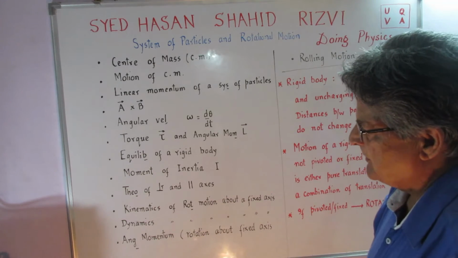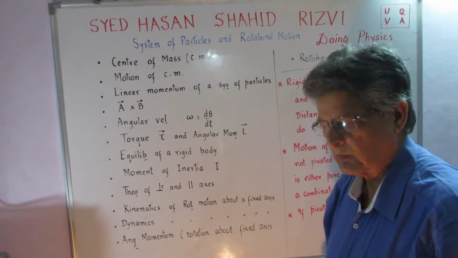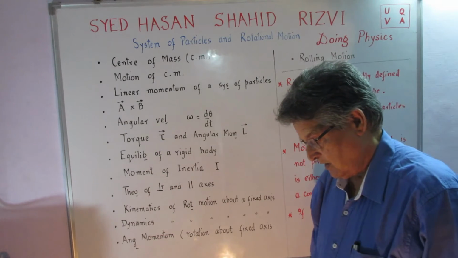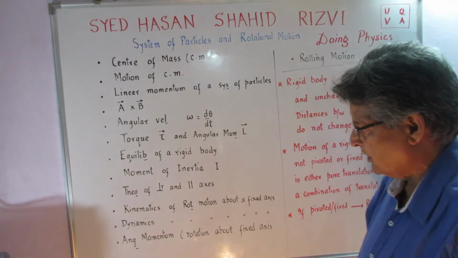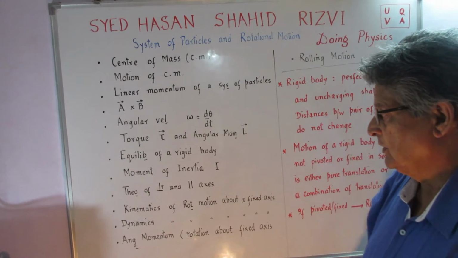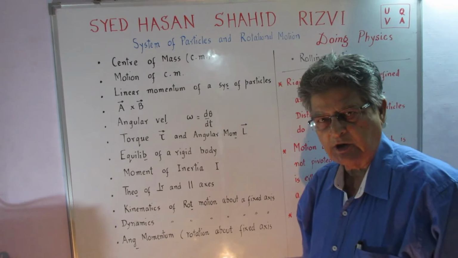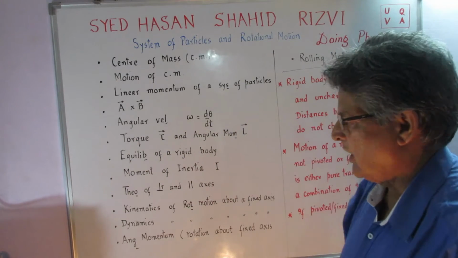Then we discuss the equilibrium of a rigid body and define the mass equivalent in rotational motion. Like we have mass in ordinary motion, which is the measure of inertia, here it will be the moment of inertia I.